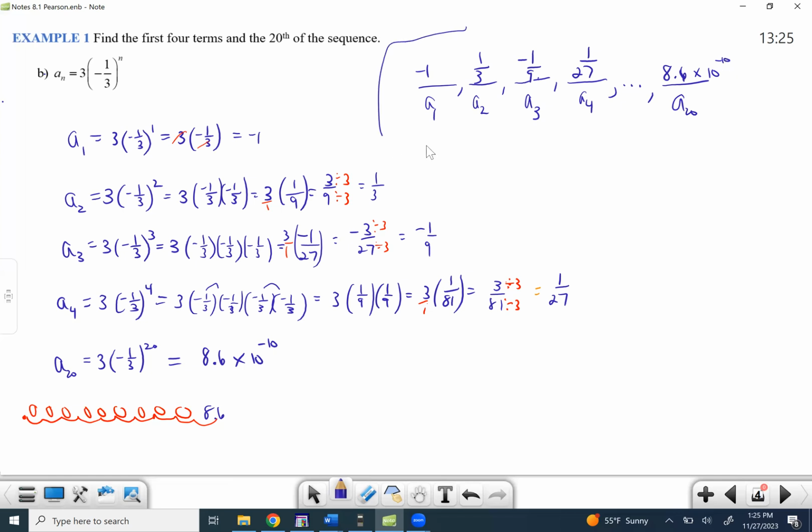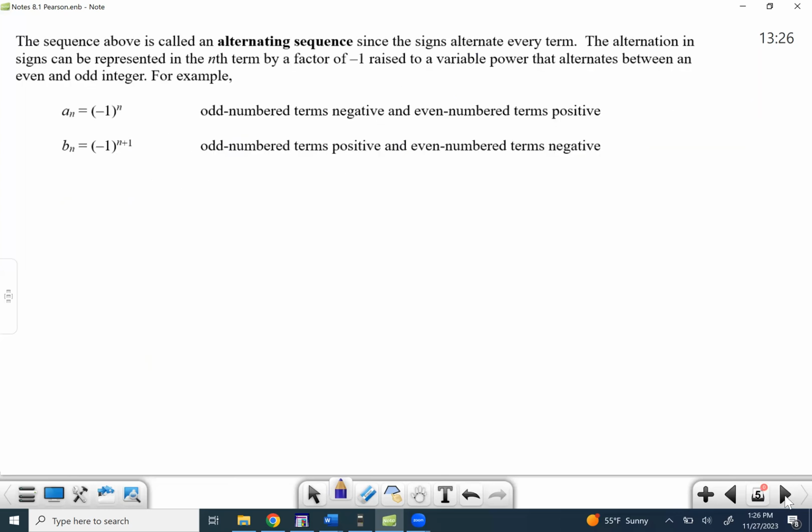Okay. Now this particular sequence has a name. It's called an alternating sequence. The terms are going negative, positive, and they will continue to do that. Every odd term will be negative and every even term will be positive. Now, a lot of times you can tell an alternating sequence because it will have a -1 to some power like n or n+1 in it.